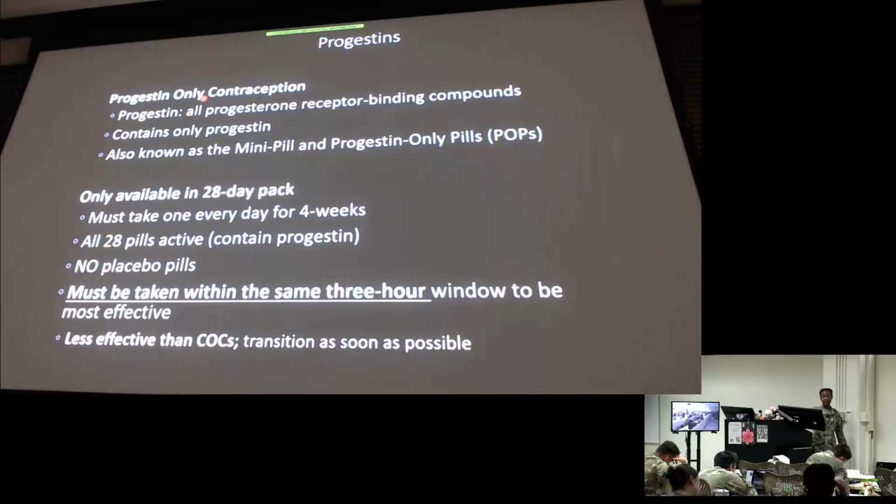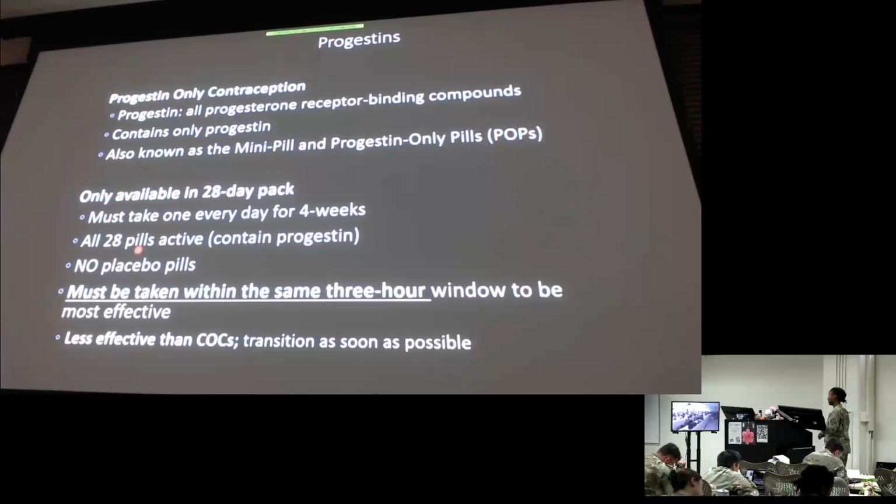Okay, looking at this, we also call POPs the mini pill, but POPs just sounds cooler. Looking at your 28-day pack, all days in a POP are active pills, okay? So you must take one every day for 4 weeks. All 28 pills are active. They all have hormone in them. There's no placebo pill. There's no week off.